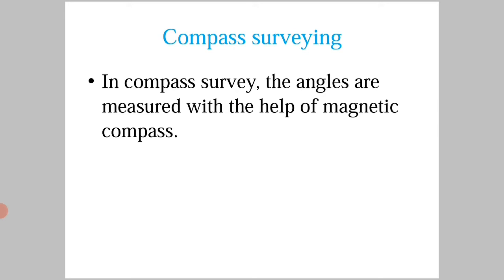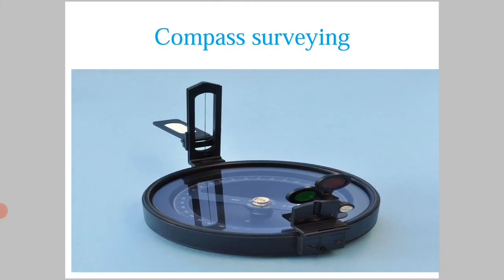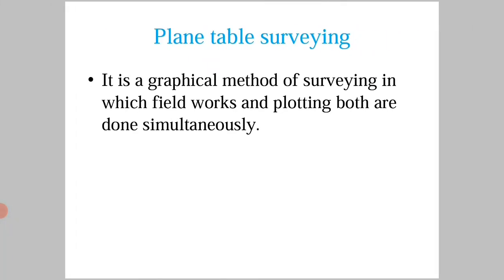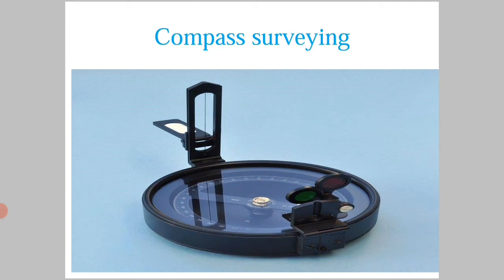Okay, see this point. In a compass survey, the angles are measured with the help of a magnetic compass, and the lengths are measured with the help of tape. Okay, so what is the advantage of compass surveying? They are portable and lightweight, and they are suitable to retrace old surveys.